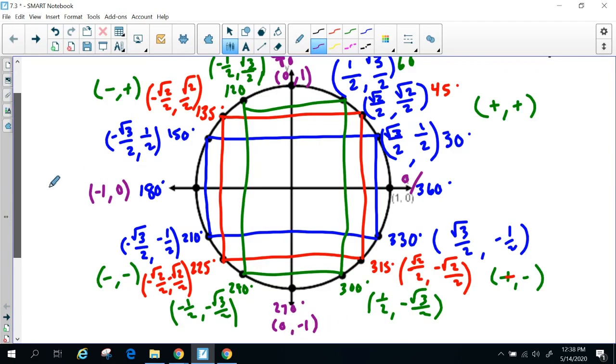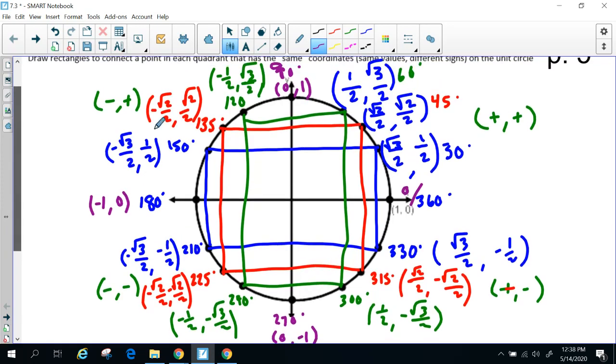Okay, so we've filled in this unit circle again. Maybe it helped today to kind of see those rectangles on there, see how we have those same values but different signs. Really just start looking for those patterns to help you memorize this in a future math class.